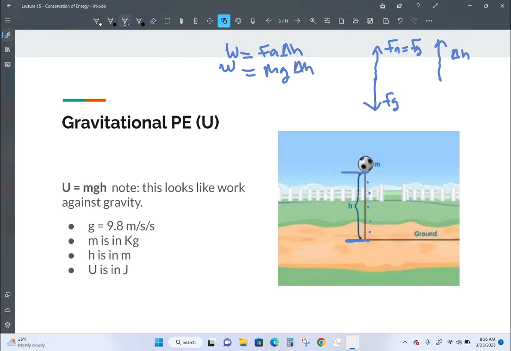So gravity is 9.8 meters per second squared. Your mass needs to be in kilograms. Your height needs to be in meters. And that's going to give you a kilogram times a meter per second squared times a meter, or a kilogram meter squared all over second squared, which is indeed a joule. So remember, the symbol is going to be UG for gravitational potential energy, and the unit is going to be joules.